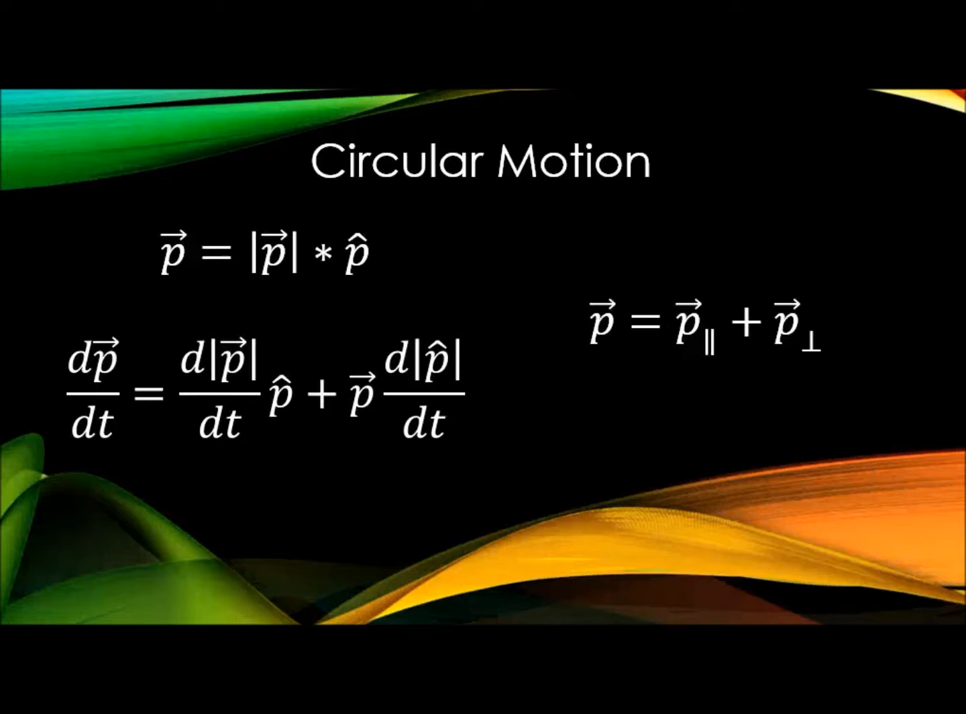Looking at this equation, we can see that the first half of it is the parallel component of the change in momentum, and the second part is the perpendicular component. We can simplify this by stating that the momentum at any given point is equal to the parallel component of that momentum plus the perpendicular component of that momentum.